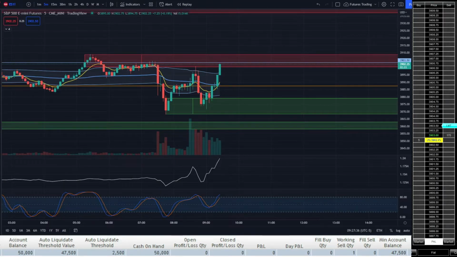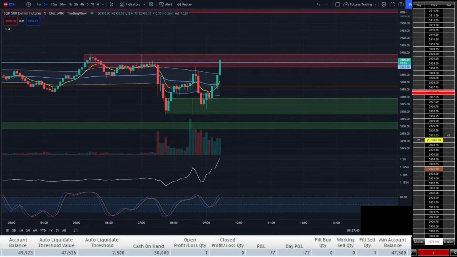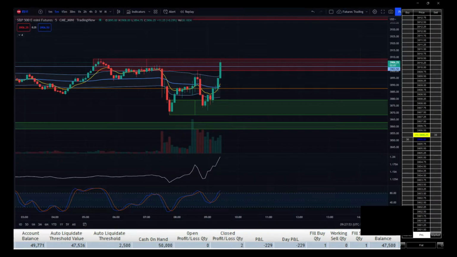And so we do get filled here, and as soon as we get filled, I feel pretty bad about it. Pretty much just shoots straight through, gets stopped out almost immediately. And so yeah, my first trade on the account is unfortunately a $229 loss.